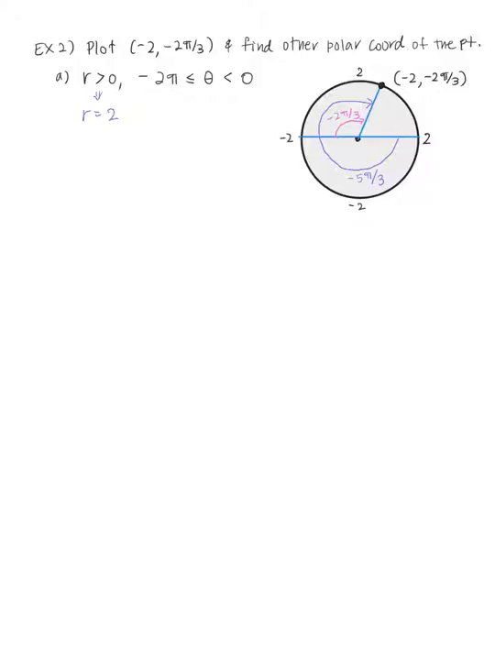Because you're going to go pi units towards the negative side, and then you're going to have to go 2 pi over 3 towards the negative side. So when you add them, you get negative 5 pi over 3. So our answer is 2 comma negative 5 pi over 3.